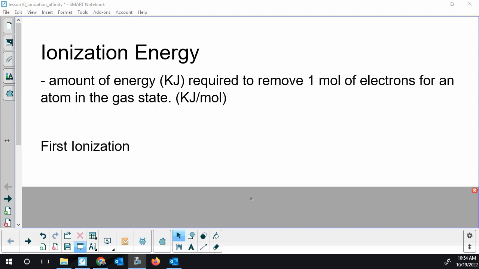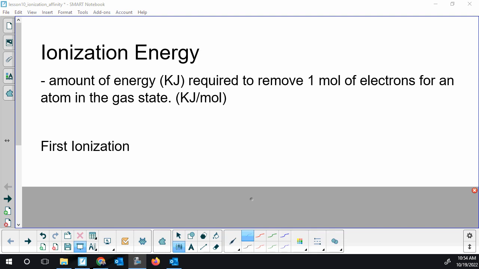Its definition: it's calculated as the amount of energy in kilojoules required to remove 1 mole of electrons. So if you get values, they'll be in kilojoules required to remove 1 mole of electrons.